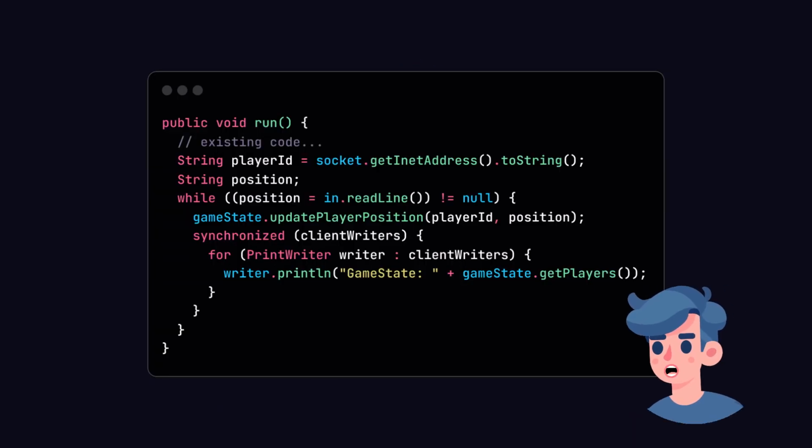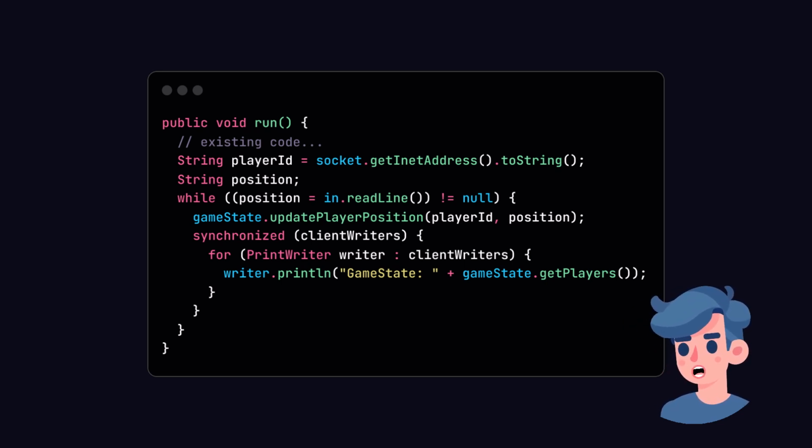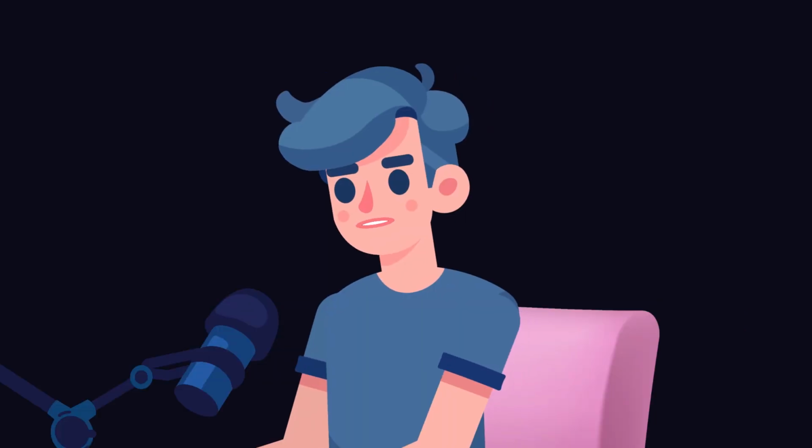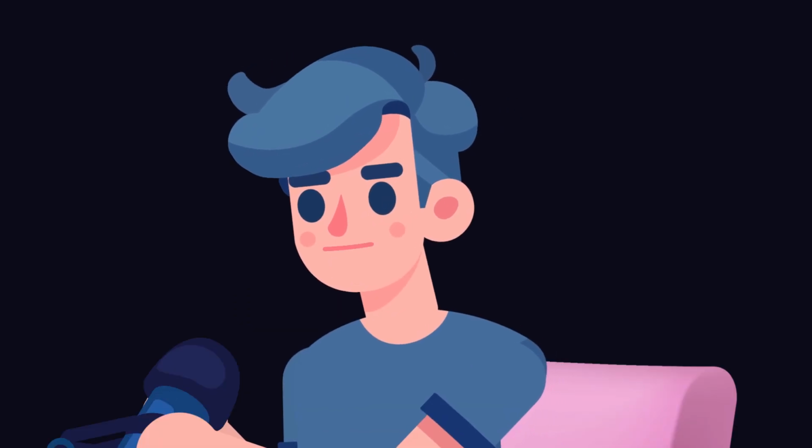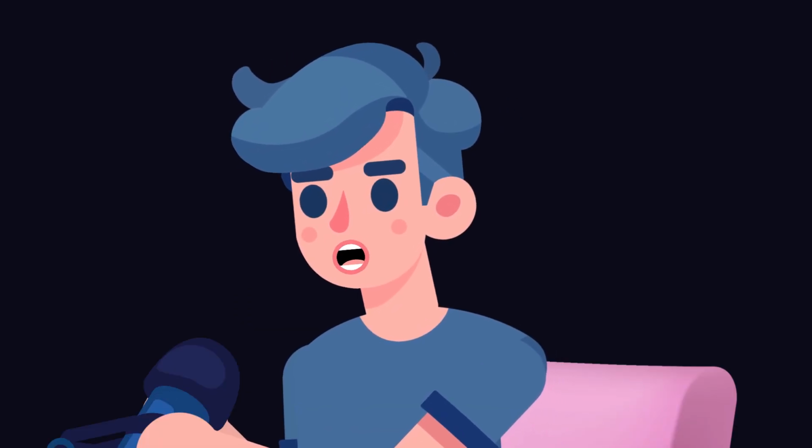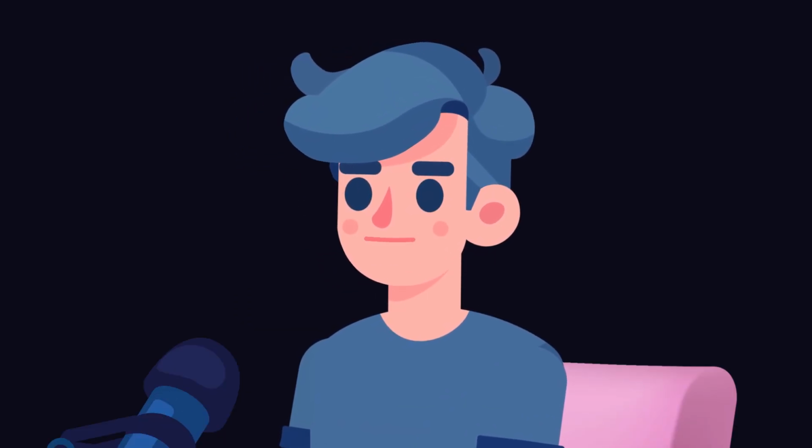Now, integrate this game state into our game server. When a client sends a position update, we will update the game state and notify all other clients. Here, we fetch the player's ID based on their IP address and update their position in the game state. We also broadcast the updated game state to all connected clients, ensuring that they are up to date.